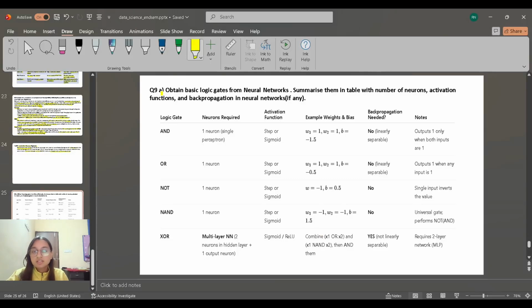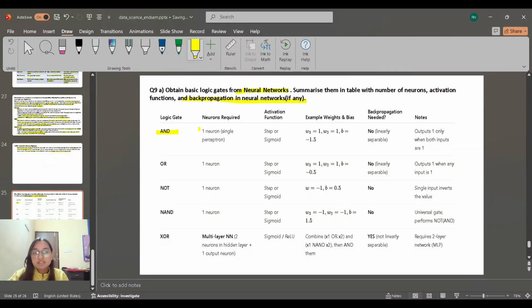Question 9, A part. Obtain basic logic gates from neural networks. Summarize them in a table with number of neurons, activation function, and backpropagation in neural networks, if any.